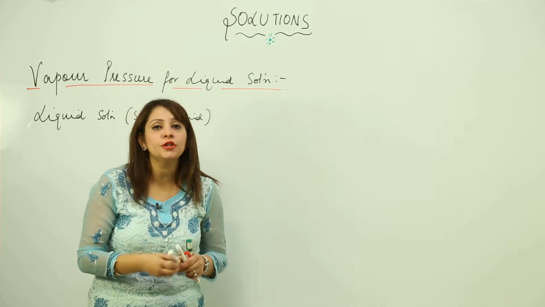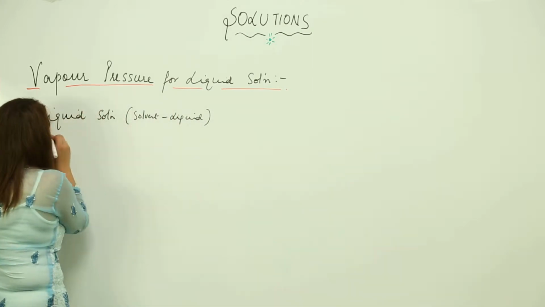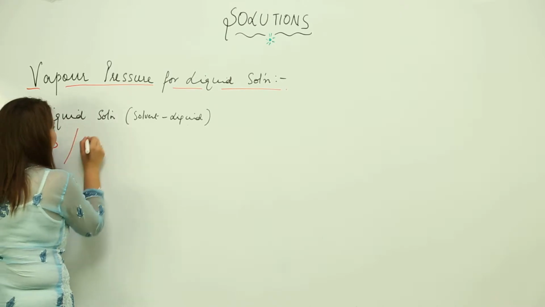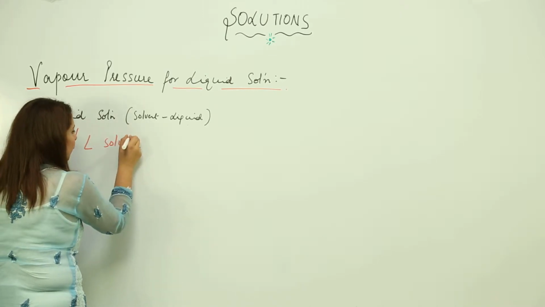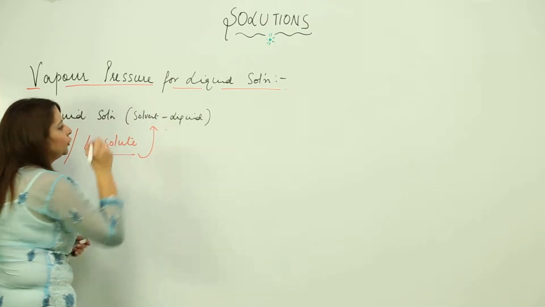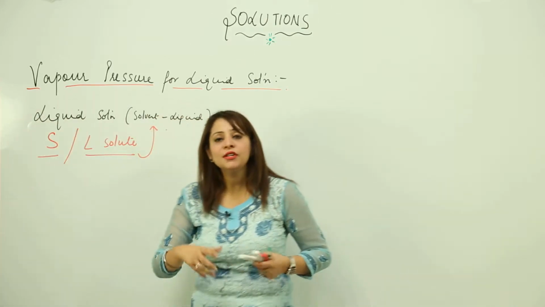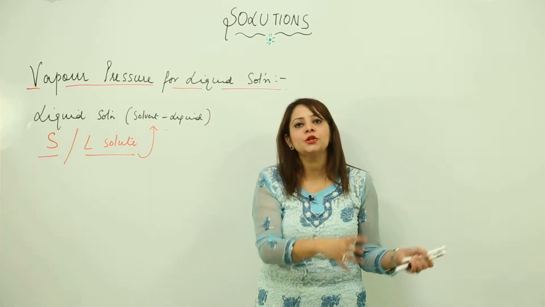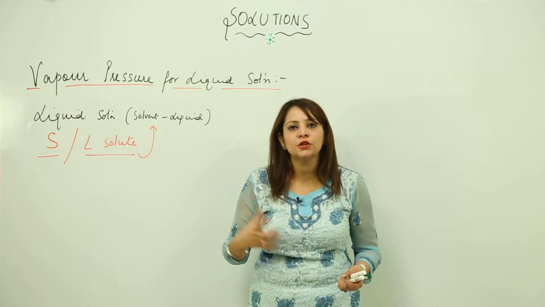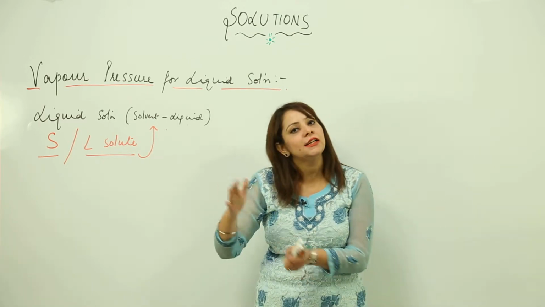Now when we talk about the solute, what kind of solute will we be taking in this case? We can take the solid solute, we can also take the liquid solute. So the solute can be liquid or solid, but definitely the solvent is going to be liquid. So we can have a solution with a solid solute and a liquid solvent, or we can have a solution in which there is a liquid solvent and a liquid solute.